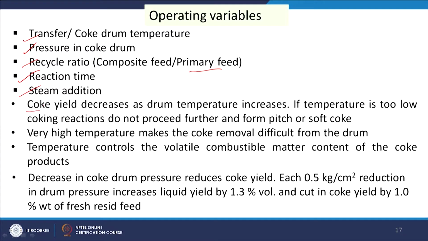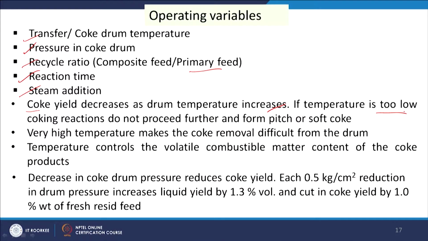It has been shown that if we increase the drum temperature, then coke yield decreases, because more cracking takes place and more of the lighter parts go off. If the temperature is too low, then the coking reaction does not happen. So, we have to select an optimum temperature in the coke drum. Very high temperature makes coke removal from the drum difficult, and temperature controls the volatile combustible matter content of the coke products.